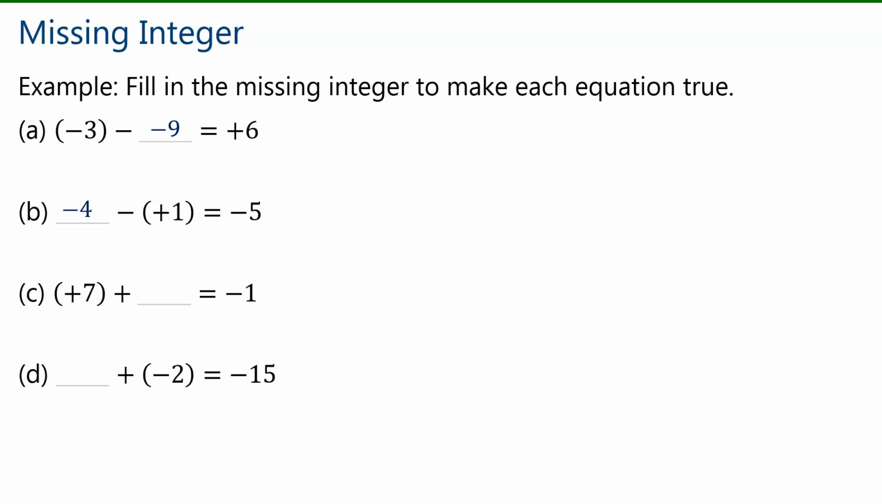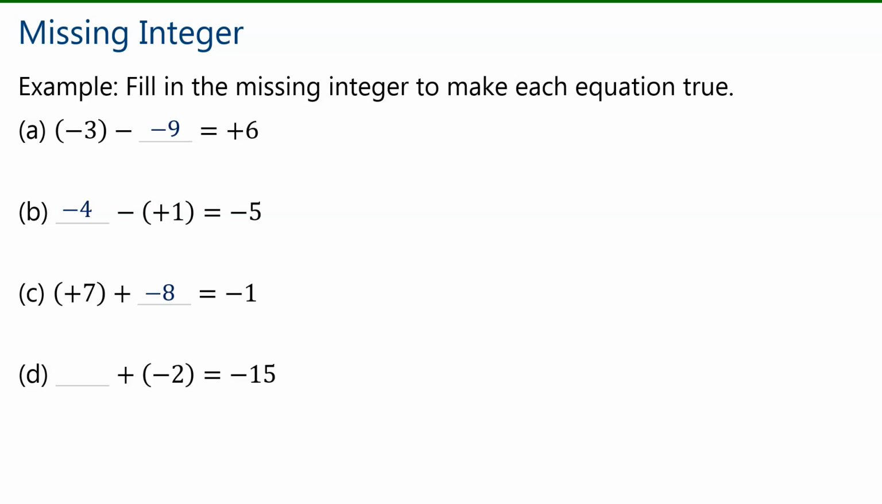So for C, again, you can use guess and check, you can use number lines or counters. So let's have a look. Positive 7 plus what number is going to give us negative 1? Well, if I start at positive 7 and I end up at negative 1, I must have to add a negative number. So positive 7 plus negative 8, that will give us negative 1.